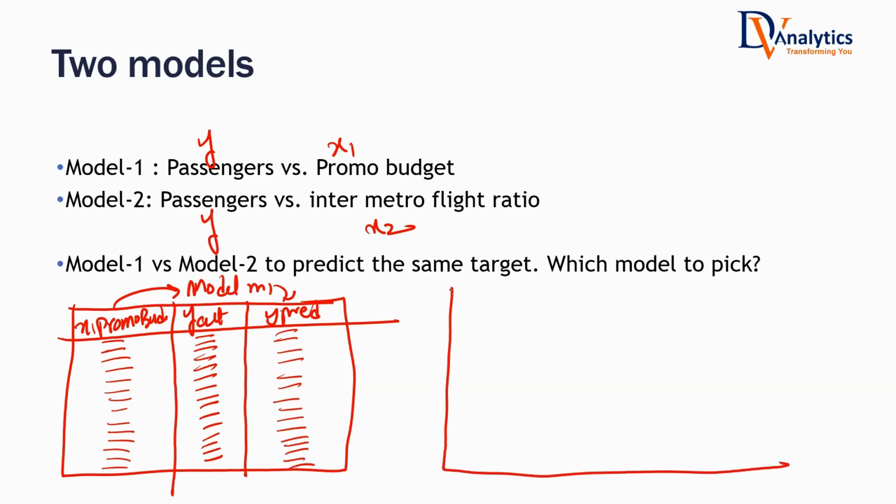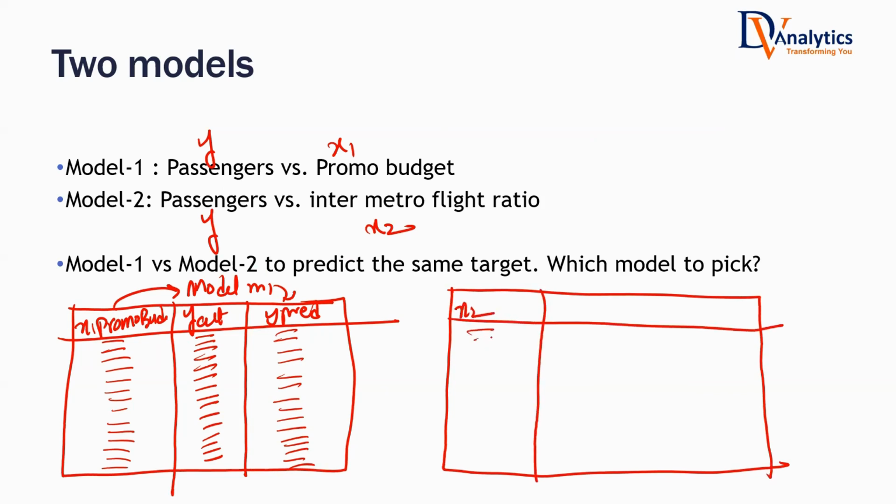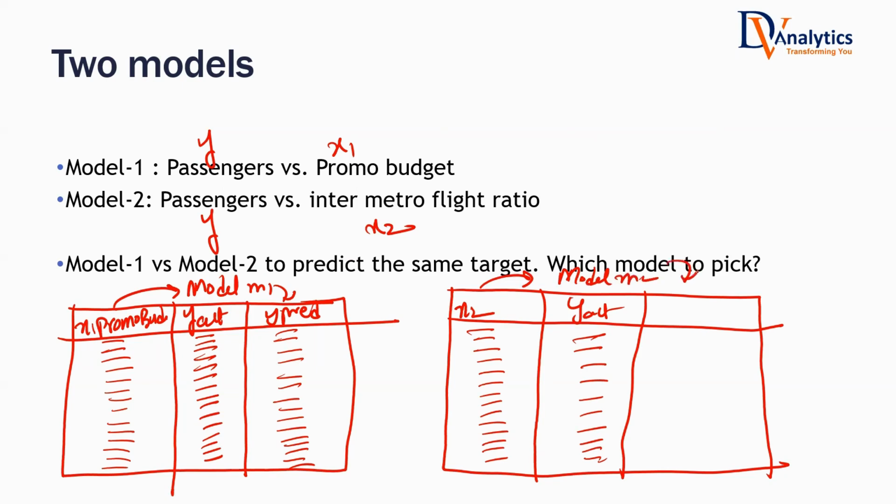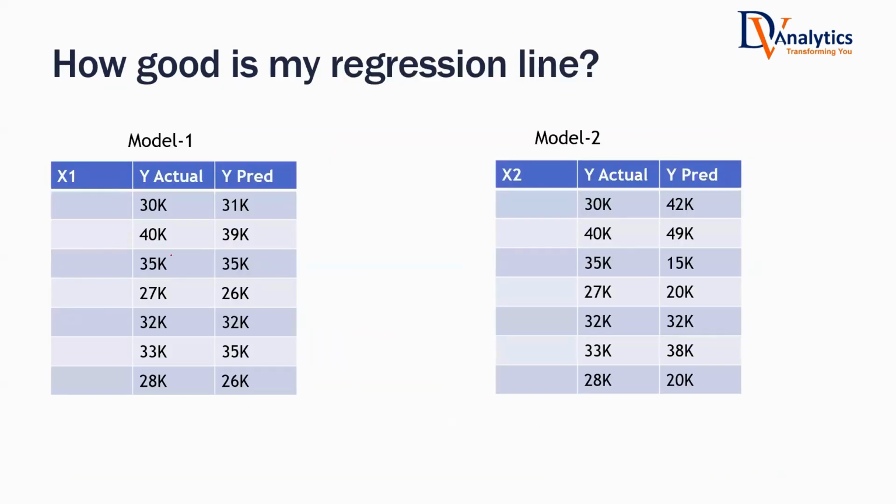Similarly, you go back to the data once again, get the X2 variable, inter-metro flight ratio. Y actuals will remain the same anyway. Supply the values of X2 to model M2. Model M2 will give you the predictions. These are the predictions made by model M2, and these are the predictions made by model M1. Imagine this is the result.